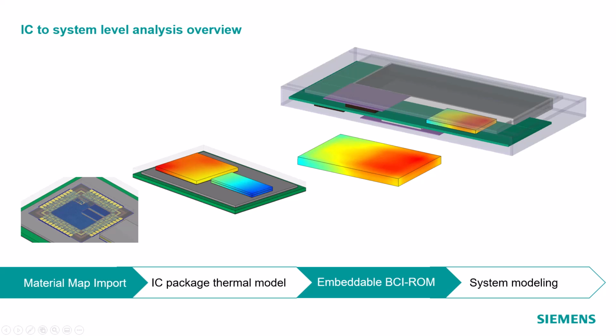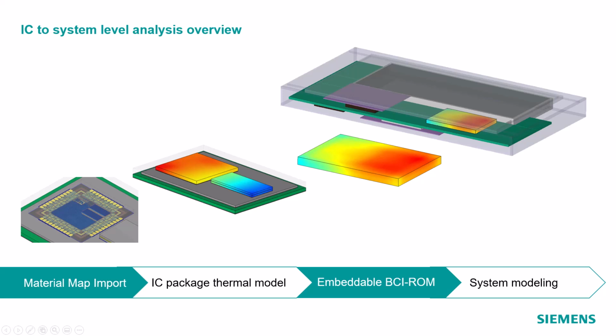In this video, I'll explain a workflow for very high fidelity IC thermal modeling from the IC package level up to system level. A detailed IC package model is exported from Siemens EDA Calibre and imported into Simcenter Flotherm. The model contains a material map to represent the bottom end of line portion of the controller die.